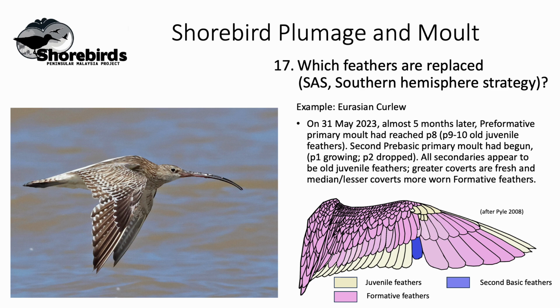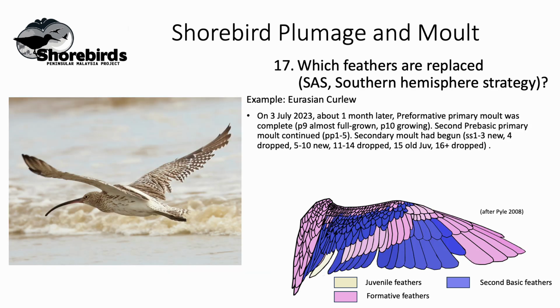The greater coverts have now been replaced, formative plumage, and the median and lesser coverts, which were molted earlier, are a little bit more worn, but they are also in formative plumage. So that was the end of May.